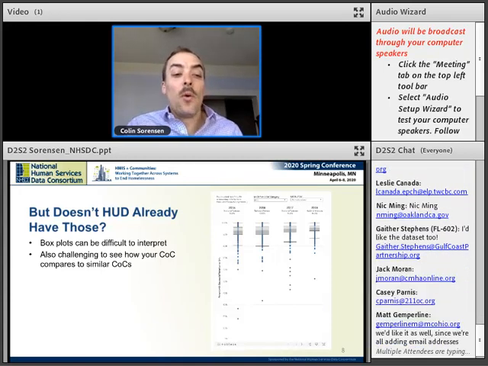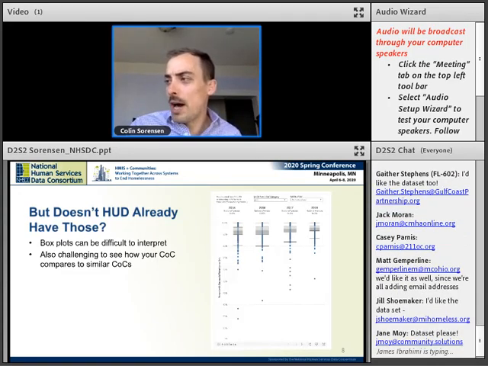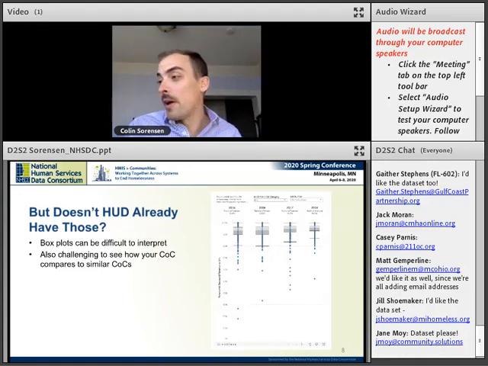And also, box plots can be a little challenging. They're not necessarily accessible to everybody. So I was trying to think of a better way that's a little bit more accessible to the everyday user, and that is what prompted this, admittedly, side project for these dashboards.